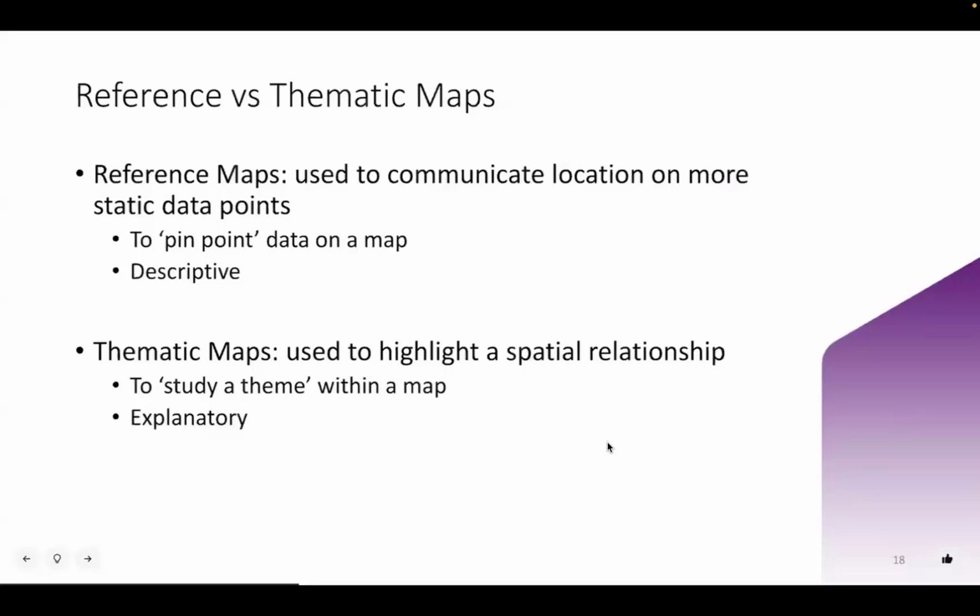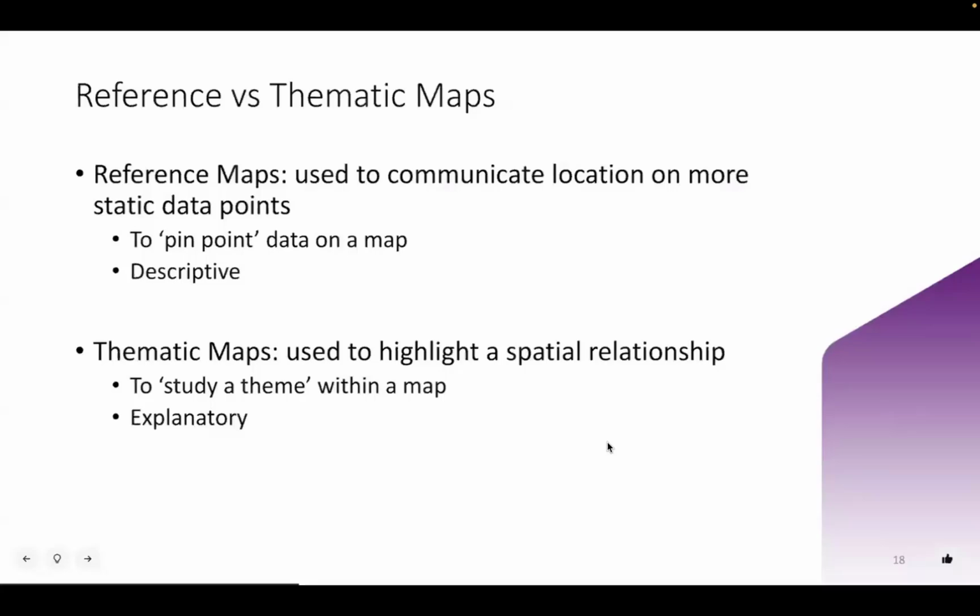Reference maps are used to communicate location on more static data points. So we simply use this to pinpoint data on a map, i.e. we're just referencing what we see in our physical environment. And this is where we might witness a very descriptive map.